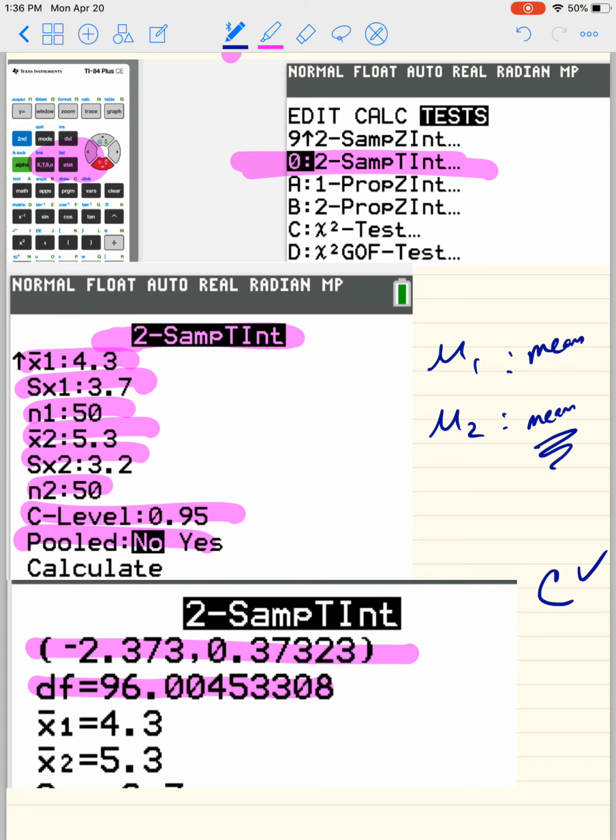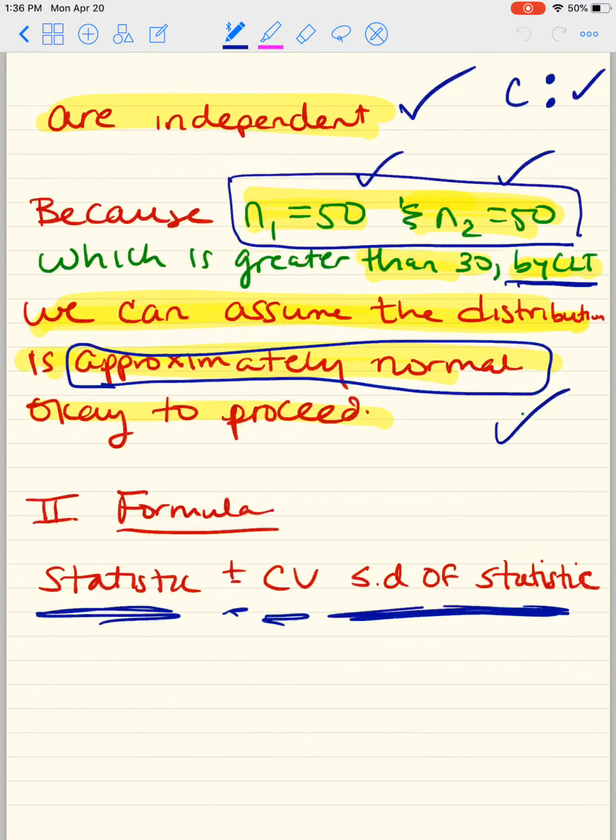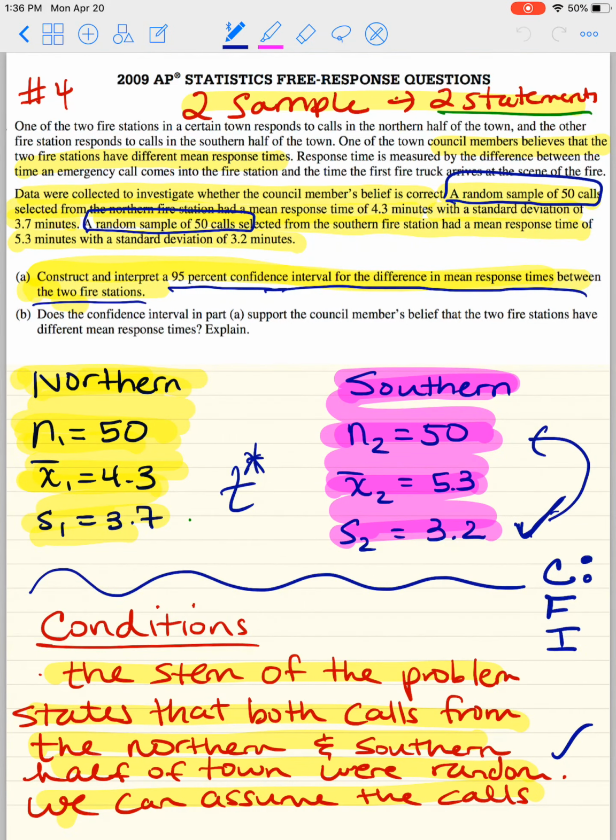Now we did conditions, formula, interpretation. So based on these samples, we're 95% confident that the true difference in mean time responses is between this number and that number. And let's pretend that you don't remember how to write this. All you have to do is go back to your question and read what they want. They want the confidence interval for the difference in mean response times between the two fire stations. So you just say we're 95% confident that the difference in mean response time between the two fire stations is between this number and that number.